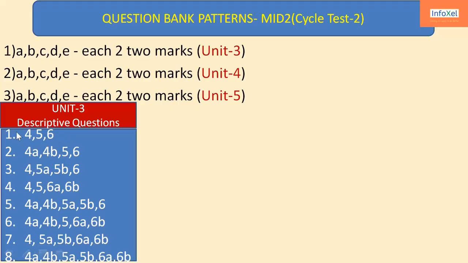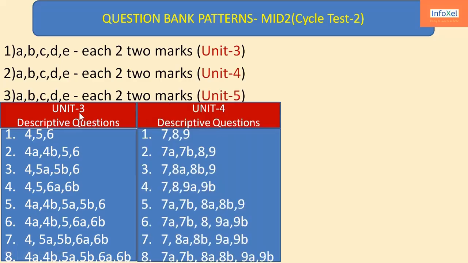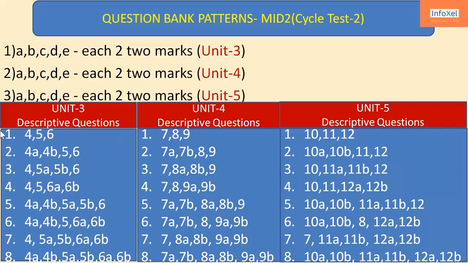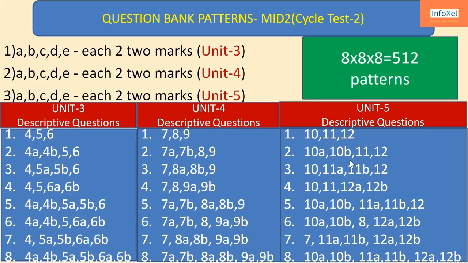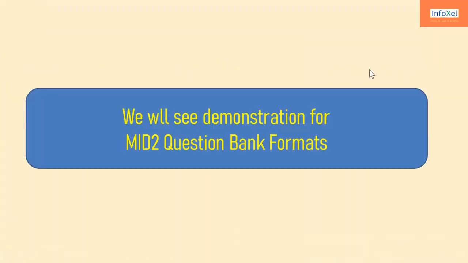With subdivisions A and B, there are 8 possibilities for unit 3, 8 possibilities for unit 4, and questions 7, 8, 9. Then for unit 5, questions 10, 11, 12 have different possibilities with and without subdivision. So in total we have 8 into 8 into 8, which is 512 different patterns or formats. Next we will see the demonstration for mid-2 question bank formats.